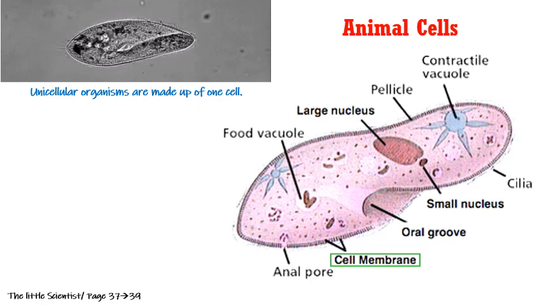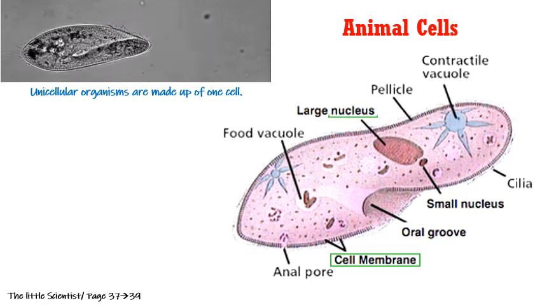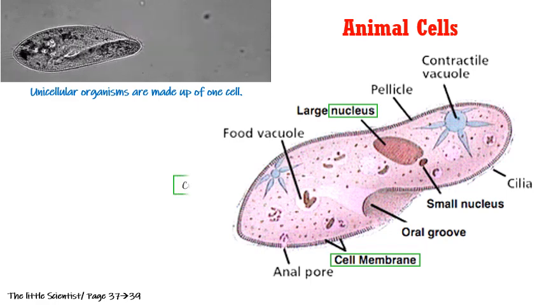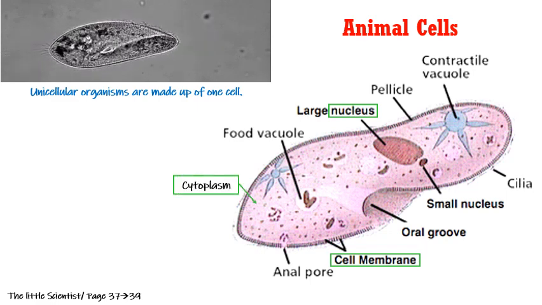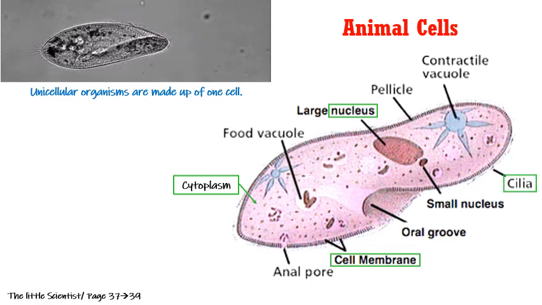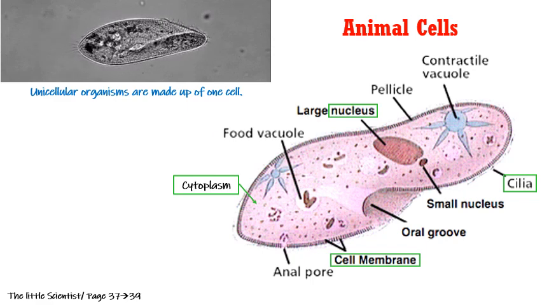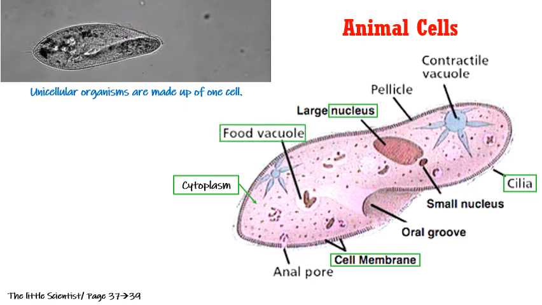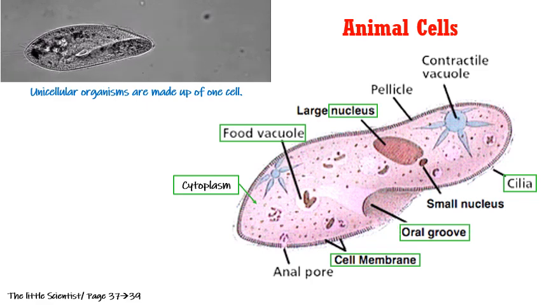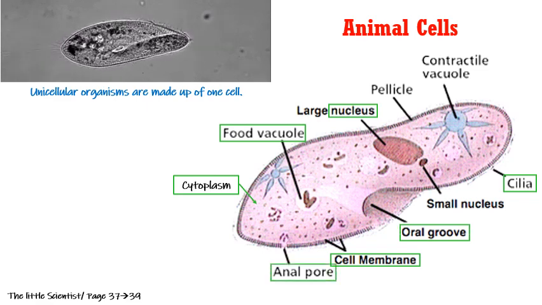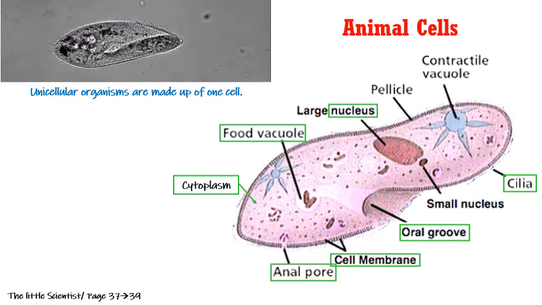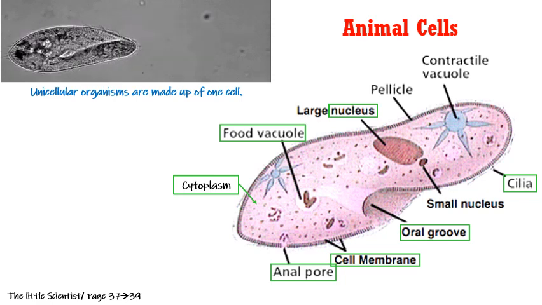The cell membrane controls what goes in and out of the cell. It has the nucleus that controls all cellular activities, cytoplasm, which is a jelly-like structure, and the cilia that allow the paramecium to move, food vacuole for food storage, oral groove, which is like the mouth of the paramecium, and anal pore, which is like the part of the cell that allows the paramecium to get rid of wastes.